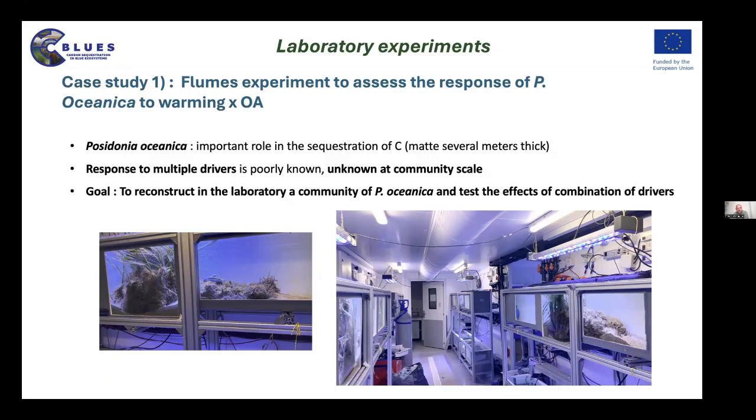What was interesting for us is that the response of this species to multiple drivers is poorly known. And when we look not only at the individual species, but at the community level, it's virtually unknown. We have very few data on that. So what we tried to do is to reconstruct those communities in the lab in order to test their response to a combination of drivers. You can see here our experimental facilities. What we wanted to do is to recreate inside those flumes, those long aquariums, artificial communities that really match what we have in the field, with some Posidonia, the bare sediment, as well as the dead mat.